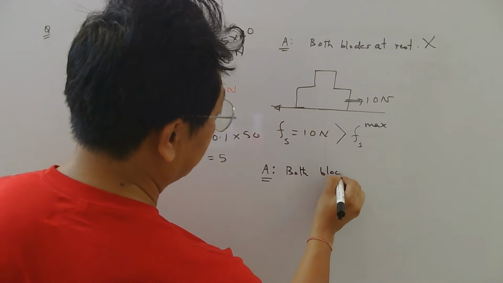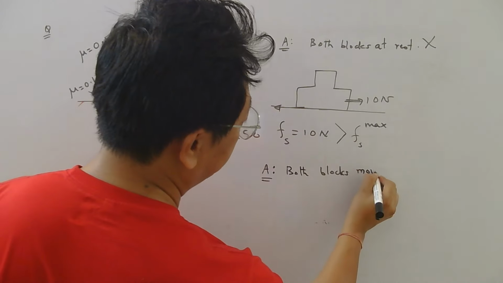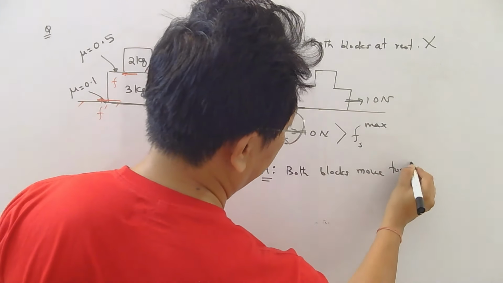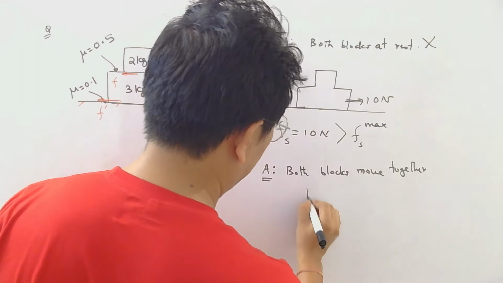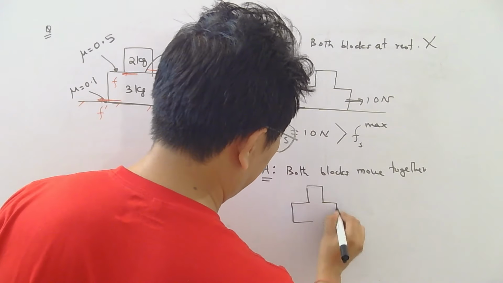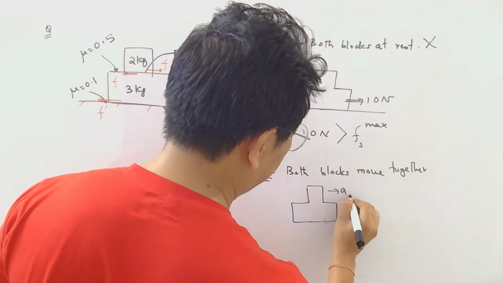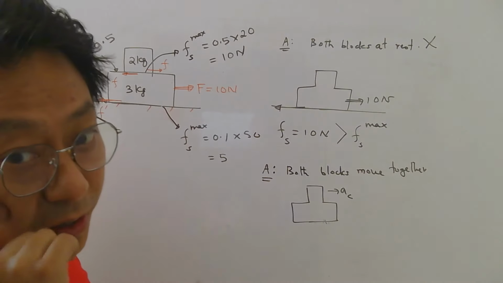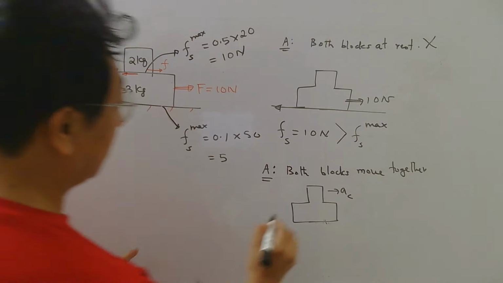Both blocks move together. Now if they move together, then they will have a common acceleration. Let's find the common acceleration using Newton's law.